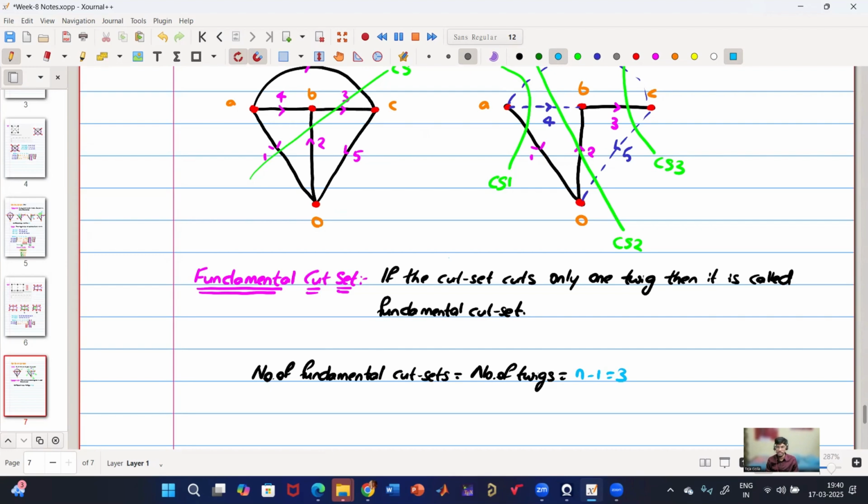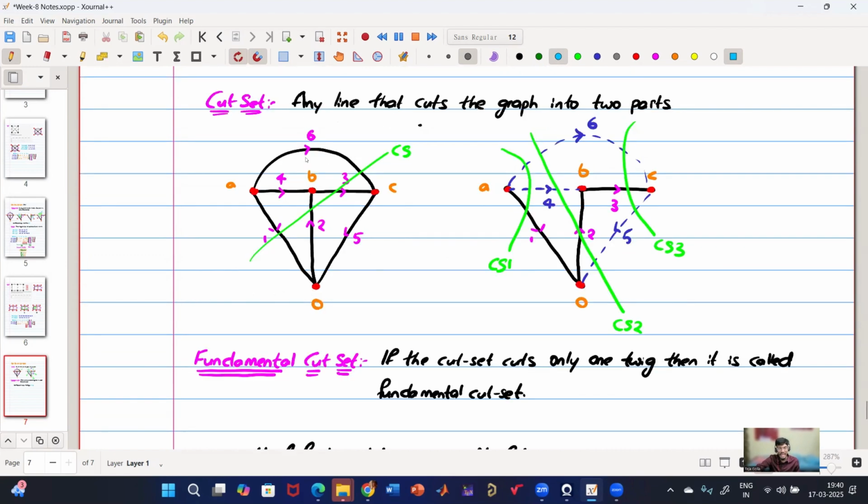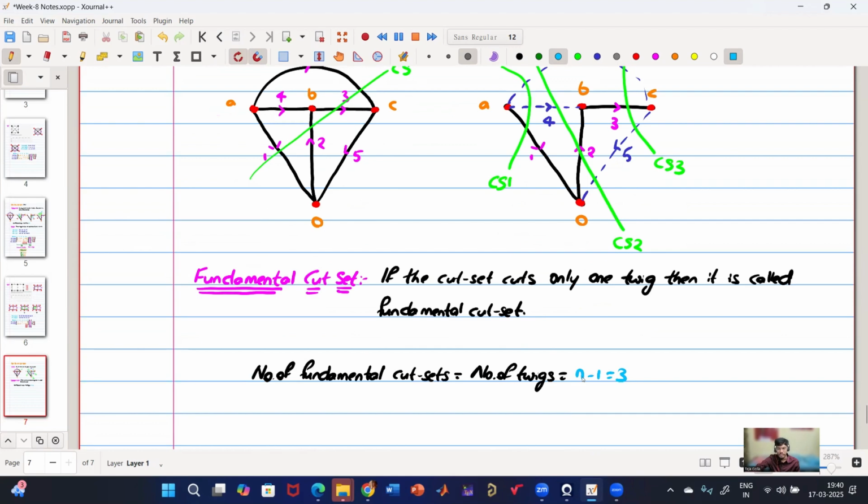Sir, please repeat. Okay, so cut set is any line that cuts the graph into two parts, here or anywhere. But what is fundamental cut set? The cut set has to cut only one twig. If you see, this cut set is going through 1, 2, as well as 3, all the twigs, so this is not a fundamental cut set. This one goes through only twig 1, this one only twig 2, and this one only twig 3. So these are called fundamental cut sets. Because the number of twigs is n minus 1, the number of fundamental cut sets will also be n minus 1, which is 3, because each is cutting only one twig.